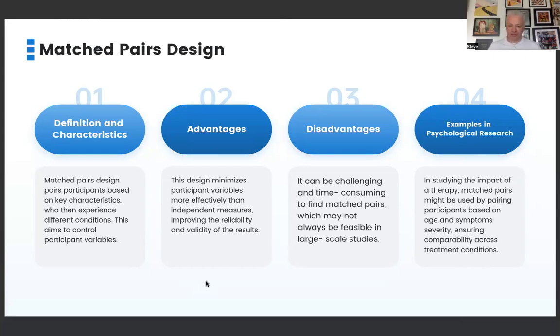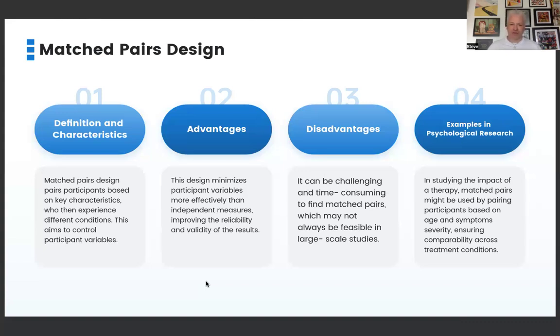That's an advantage. A downside is that it's probably quite hard to find twins and quite time consuming to match people. And if one person drops out, you're going to lose the other participant as well. So some examples of this is if you're studying the impacts of, say, therapy, you might use a matched pairs design based on age and symptoms, and that ensures that you can then compare across treatment conditions.